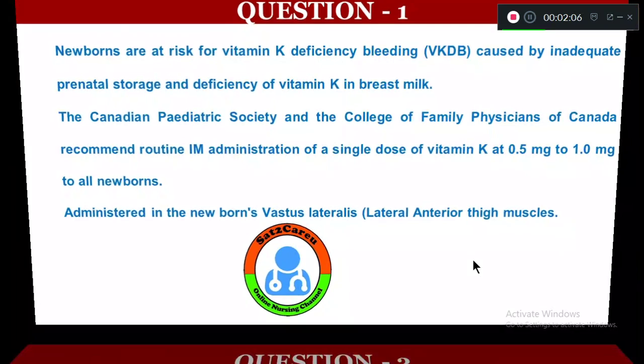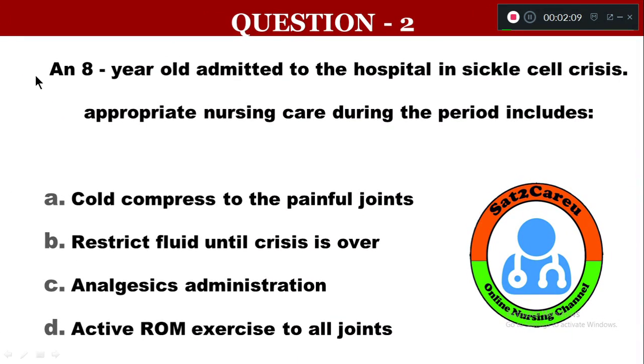Now move on to question number 2. An 8-year-old is admitted to the hospital in sickle cell crisis. Appropriate nursing care during this period includes: option A, cold compress to the painful joints; option B, restrict fluid until crisis is over; option C, analgesic administration; option D, active range of motion exercise to all joints. So which appropriate nursing action can you include in the plan of care? The right answer is option C, analgesic administration is very important.